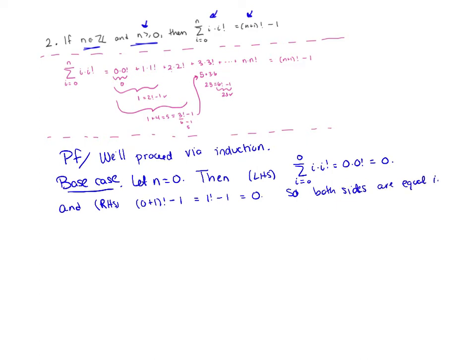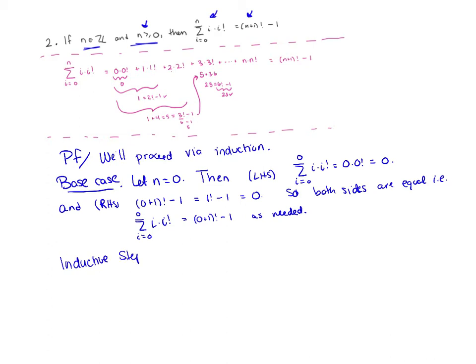Right, which means that the sum from i equals 0 to 0 of i times i factorial is equal to 0, which is 1 factorial minus 1, which is what we wanted to show for that base case. Okay, so now we can move on to our inductive step.